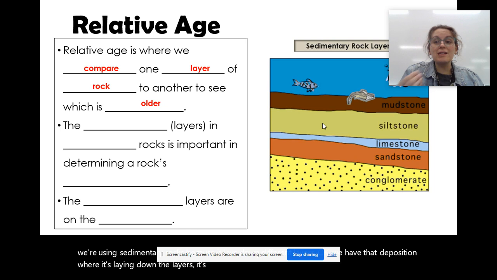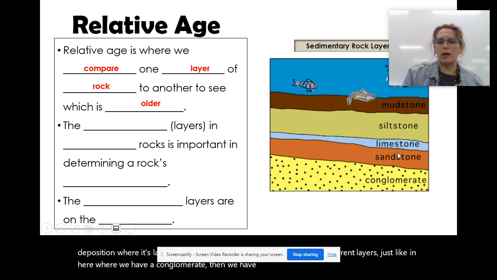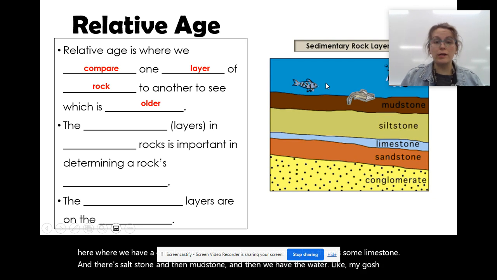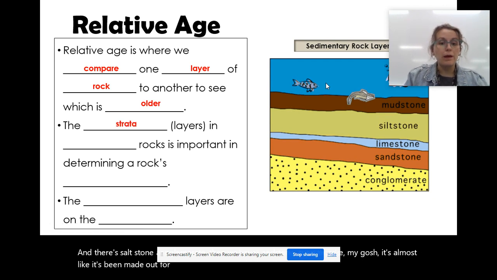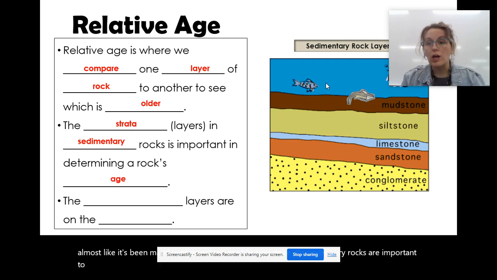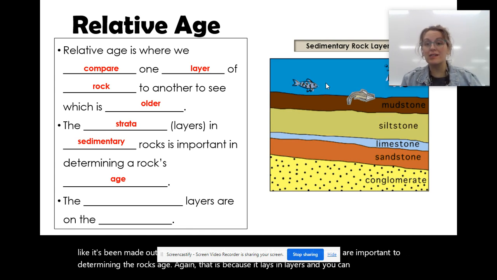It's really easy to see the different layers, just like in here where we have a conglomerate, then we have sandstone, then there's some limestone, then there's siltstone, and then mudstone, and then we have the water. Like, oh my gosh, it's almost like it's been made out for us. So the strata and rocks of sedimentary rocks are important to determining the rock's age. Again, that is because it lays in layers, and we can test to see how old something is.